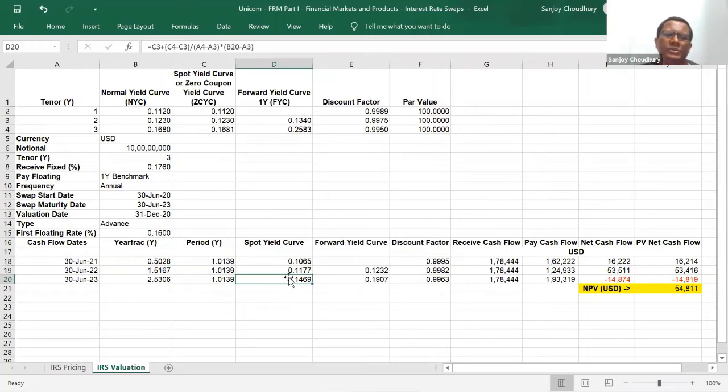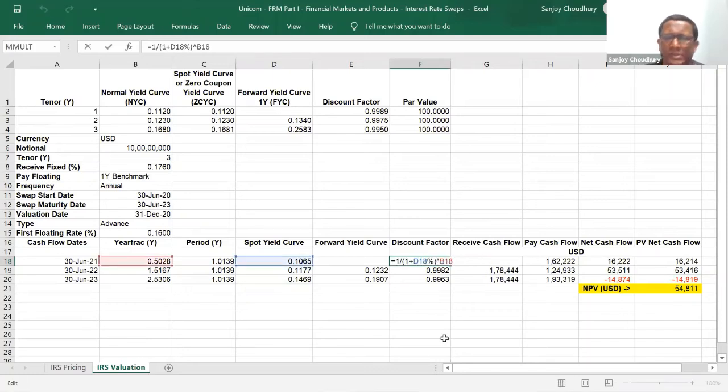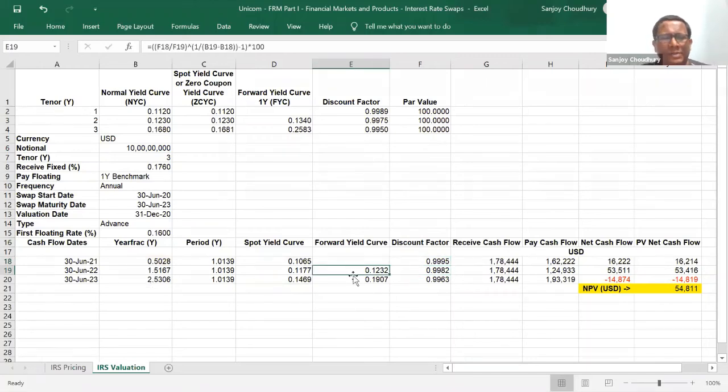Similarly, from this we calculate the discount factors. We're using discrete compounding, so 1 divided by 1 plus the rate of interest raised to the power of the time period. In this case, these are the year fracs: 0.5 years, 1.5 years, 2.5 years. Using these, we compute the forward yield curve. In this case, 0.1232 is the rate of interest applicable from 30th June 2021 till 30th June 2022.